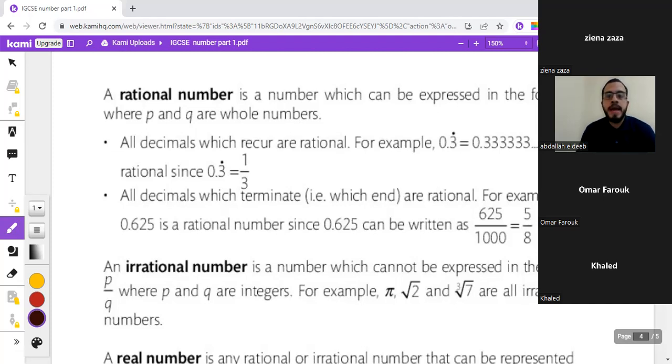Okay, guys. Next, we have the rational numbers. Basically, the rational numbers are either fractions or decimals. So any fraction or decimal, I call it a rational number. Am I clear? So the rational number is either a fraction or decimal or a mixed number.